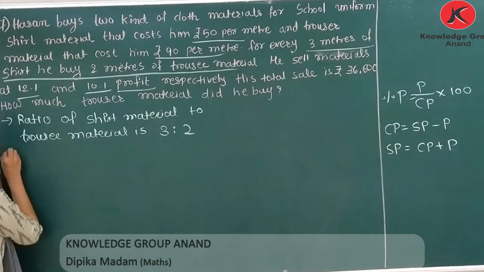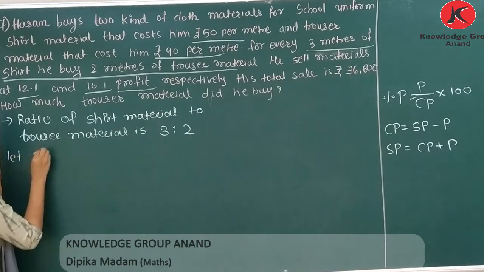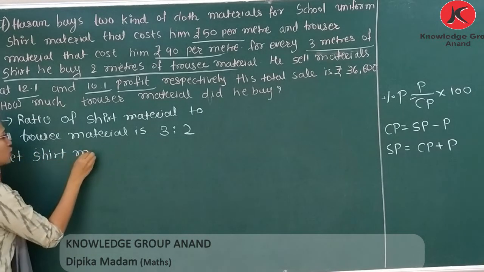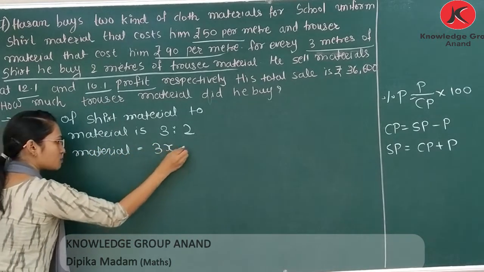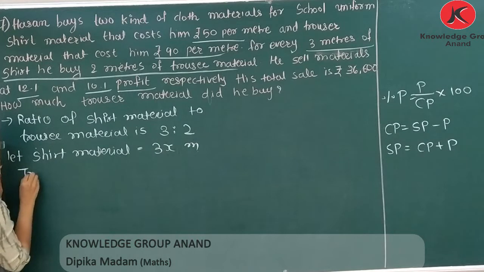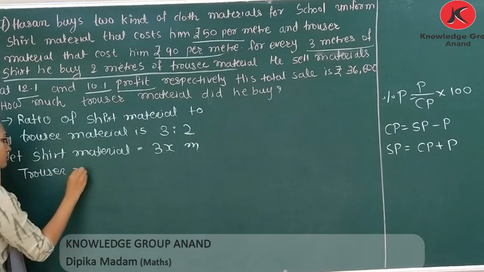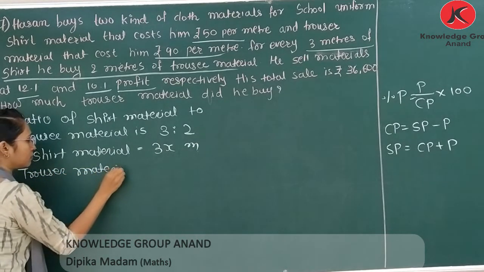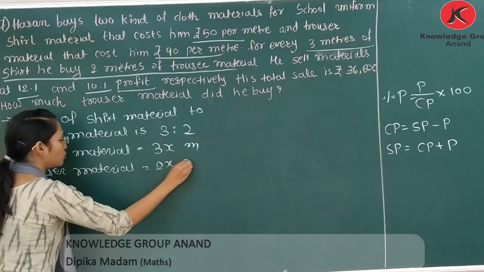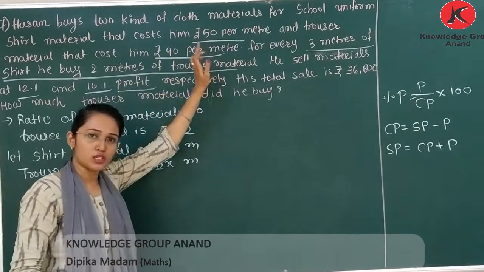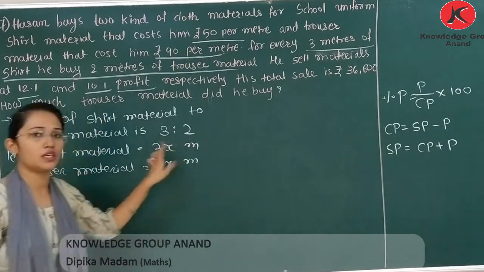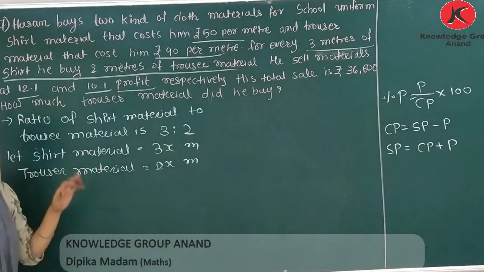For every 3 meter shirt, he bought 2 meter trouser material. So we can write, let shirt material be 3x meter and trouser material be 2x meter. Now the cost for 1 meter is 50 rupees. So what is the cost of 3x meter? You have to multiply 50 with 3x.